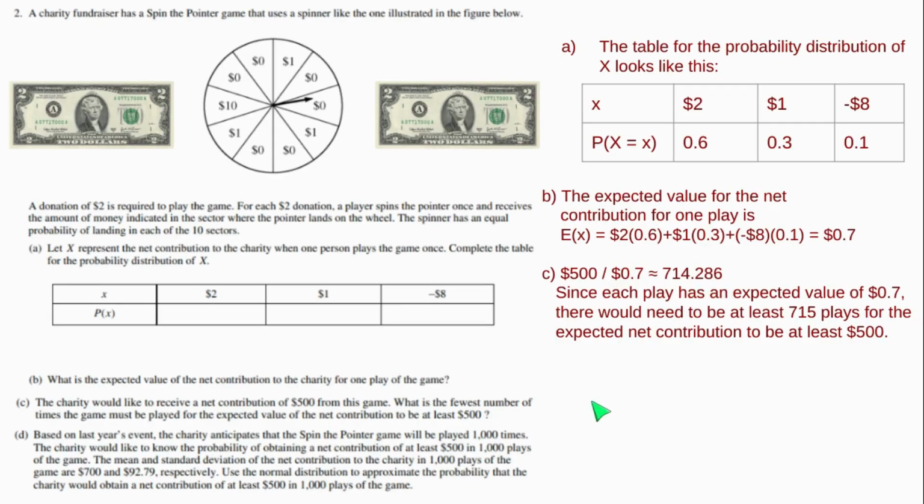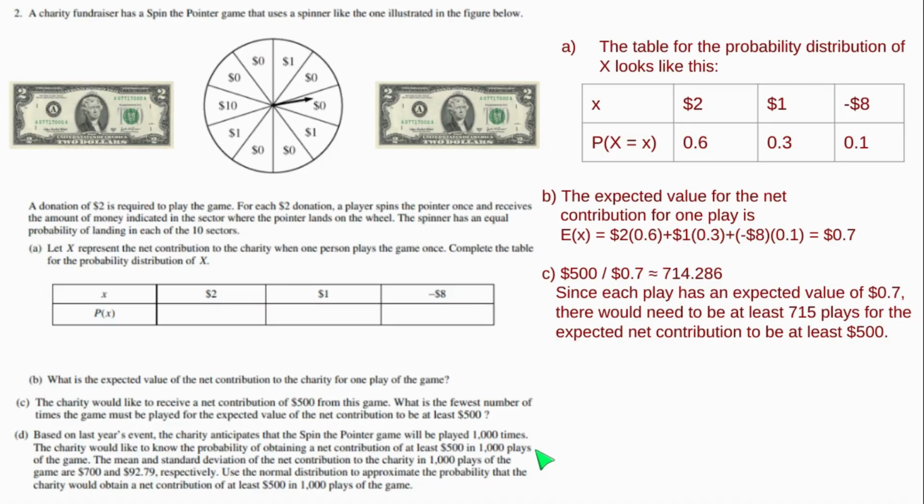All right, let's look at part D. Based on last year's event, the charity anticipates that the Spin the Pointer game will be played 1,000 times. The charity would like to know the probability of obtaining a net contribution of at least $500 in 1,000 plays of the game. The mean and standard deviation of the net contribution of the charity in 1,000 plays are $700 and $92.79 respectively. We're going to use the normal distribution to approximate the probability that the charity would obtain a net contribution of at least $500 in 1,000 plays of the game, right?